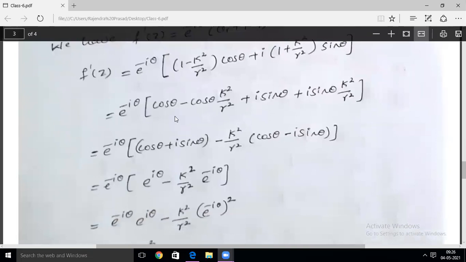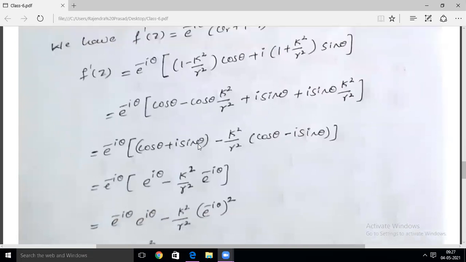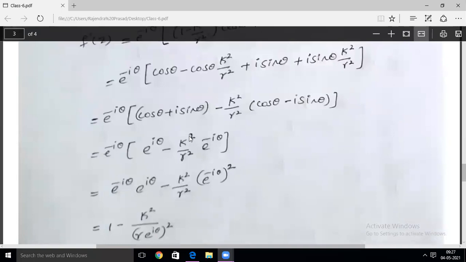Next step, pair cos theta plus i sin theta. So we have minus cos theta k square by r square plus i sin theta k square by r square. We have to take minus k square by r square common. The remaining part is cos theta minus i sin theta. Observe carefully here: cos theta plus i sin theta.